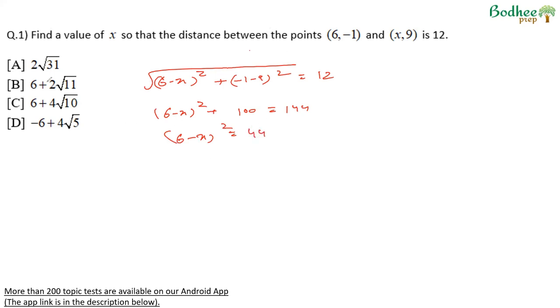Now, from the options, it is evident that if we put 2 root 3 here, we will not get an integral value. If we put 6 plus 2 root 11, we will get 6 minus x equal to 2 root 11, which squared is nothing but 44. So this option B satisfies our equation. If we put 4 root 10, we'll get 160, which is not 44. Similarly, here we'll not get 44. And therefore, instead of solving the quadratic, I'm just putting the values to get my answer.